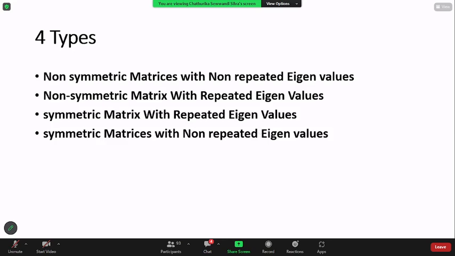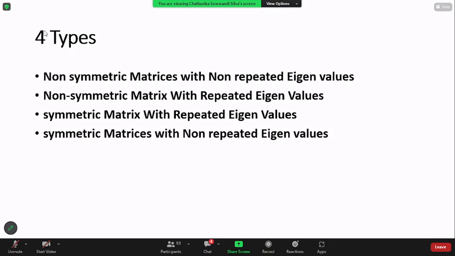So up to now, students, you know how to compute eigenvalues. The next step is finding the eigenvectors. In order to find the eigenvectors, we are considering these 4 types. Mainly there are 2 conditions: non-symmetric or symmetric, and non-repeated or repeated. Out of these 2 pairs, we come up with 4 types.